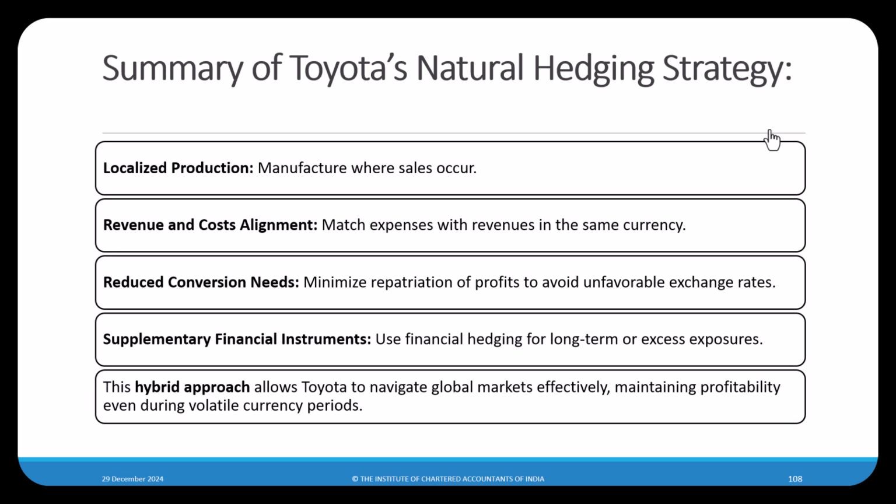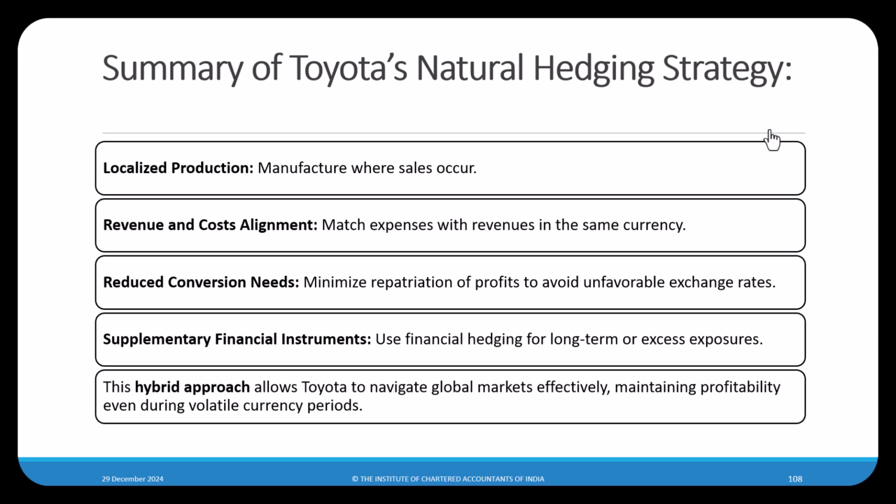Localized production: manufacture where sales occur. Revenue and cost alignment: match expenses with revenue in the same currency. Reduce conversion needs: minimize repatriation of profits to avoid unfavorable exchange rates. Supplementary financial instruments: use financial hedging for long-term or excess exposure. This hybrid approach allows Toyota to navigate global markets effectively, maintaining profitability even during volatile currency movements.